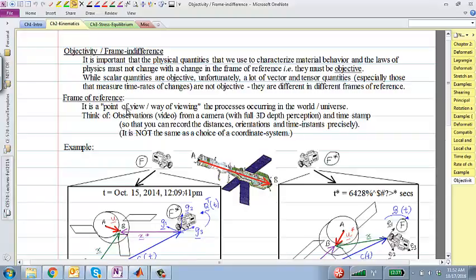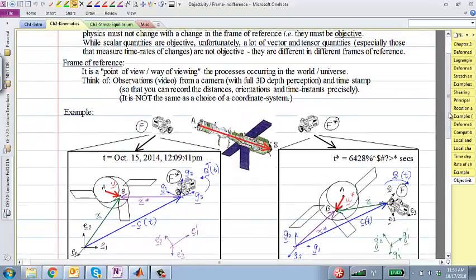So let me first define something called a frame of reference. A lot of people think that a frame of reference just means my coordinate system, X, Y, Z, or something like that. It's not true. A frame of reference has got nothing to do with a coordinate system. You can imagine it to be an observer, or a video camera with depth perception. And here's an example of that.